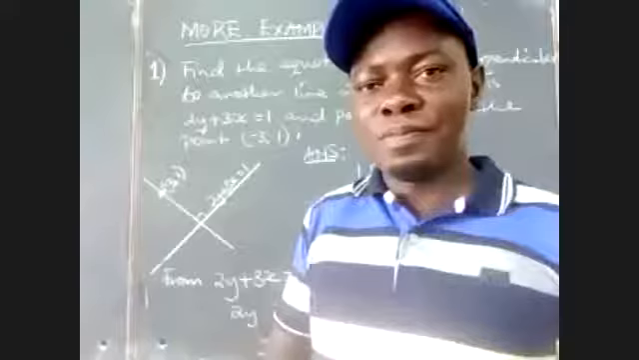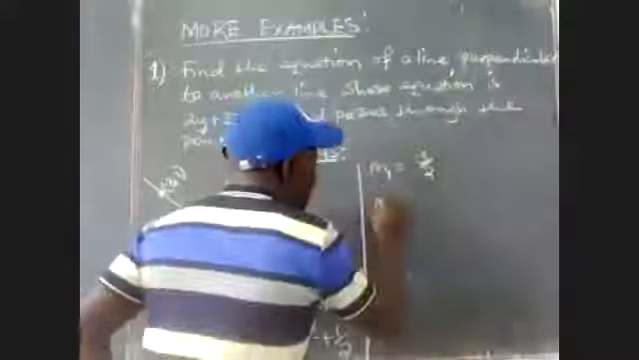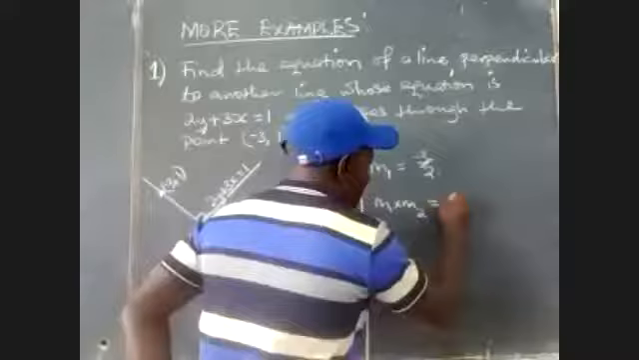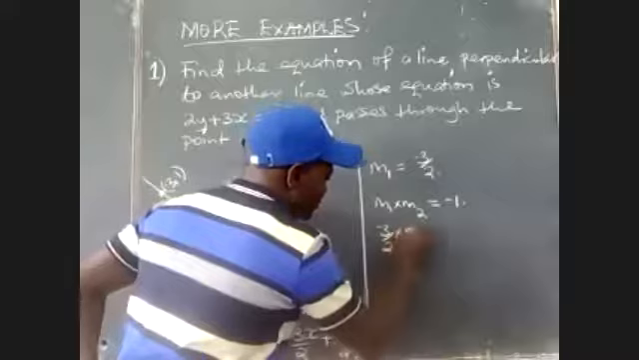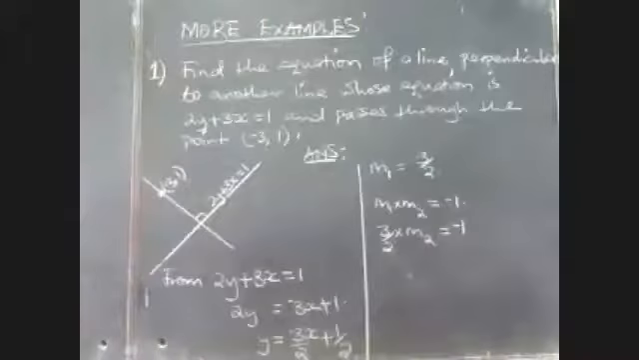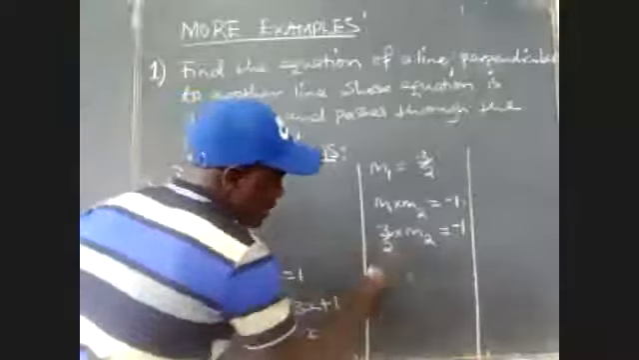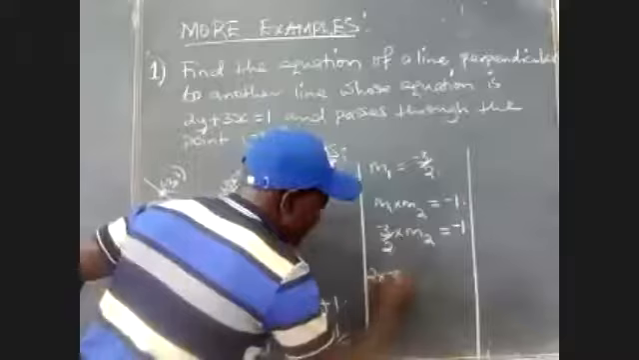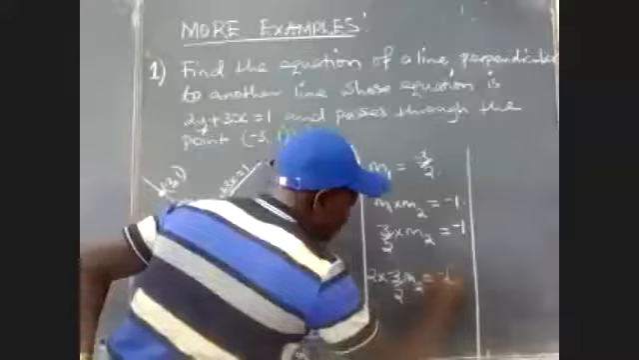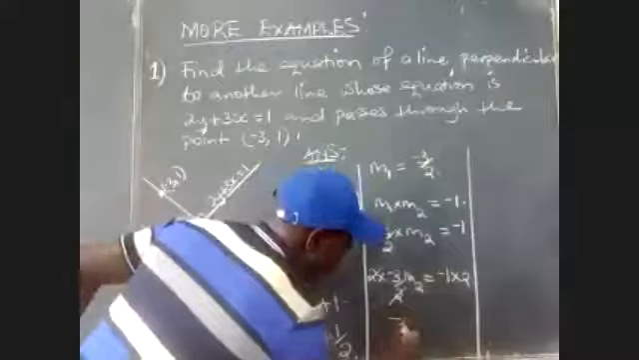Teacher, use m1 times m2 is equal to negative 1. Okay, you use the condition for perpendicular lines, and that condition is m1 times m2 is equal to negative 1. So m1 is negative 3 out of 2. Then you multiply both sides by 2, to have 2 times negative 3 out of 2 m2, which is equal to negative 1 times 2. This 2 will go with that 2. So I now have negative 3 m2, which is equal to 2.